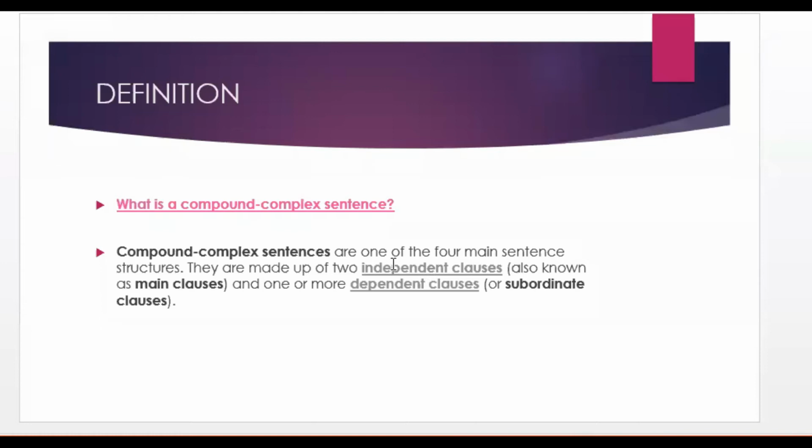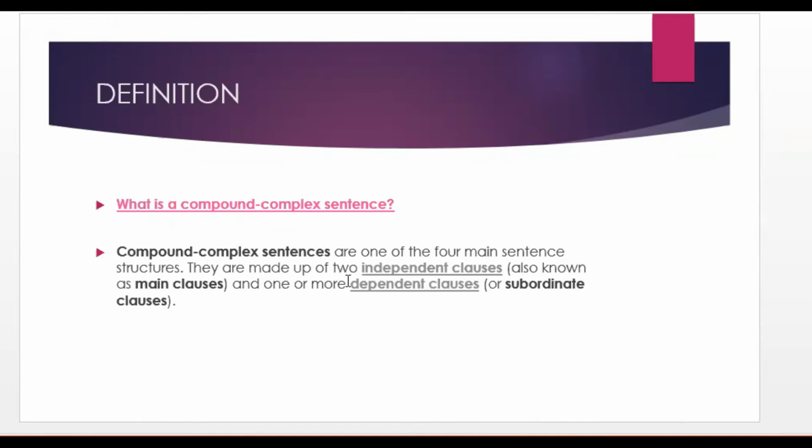So we have here compound complex sentences, which are one of the four main sentence structures. Remember, I explained to you in our very first lesson, when we looked at types of sentences, that types of sentences are known based on their structure, what makes them up. They are made up of two independent clauses. So Natalie, you're correct there.